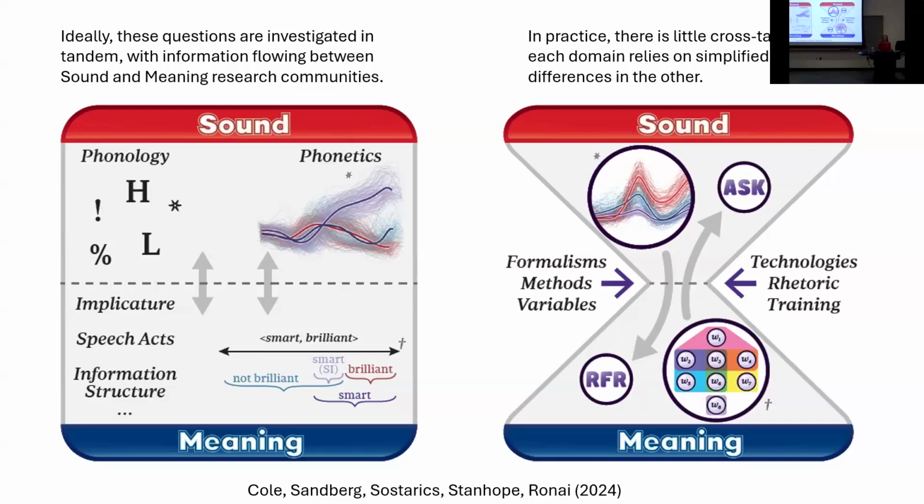But this is now my editorializing. I think research in each domain tends to rely on simplified, essentialized differences in the other domain. And this results in a bottleneck such that important information isn't getting through.